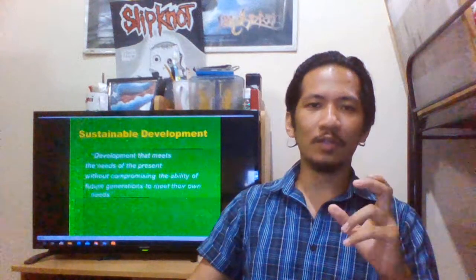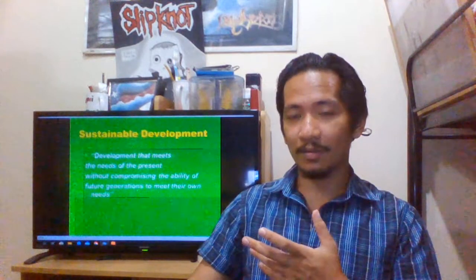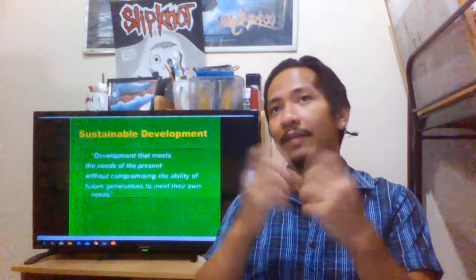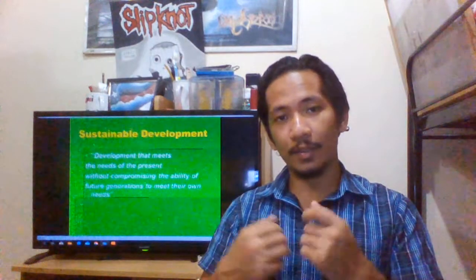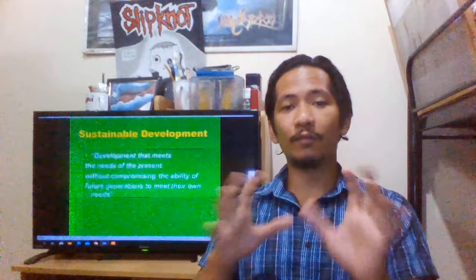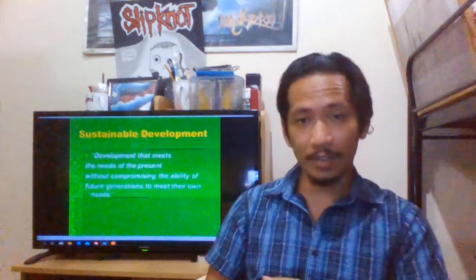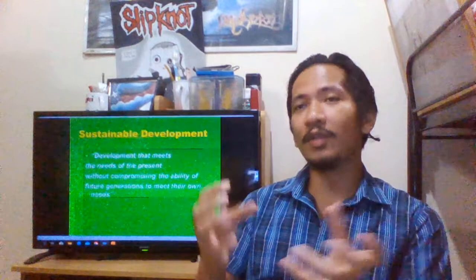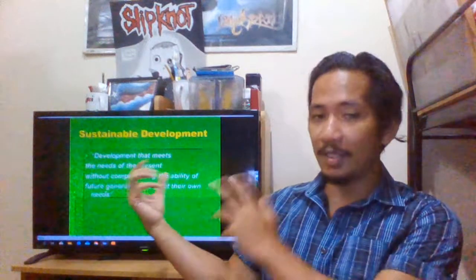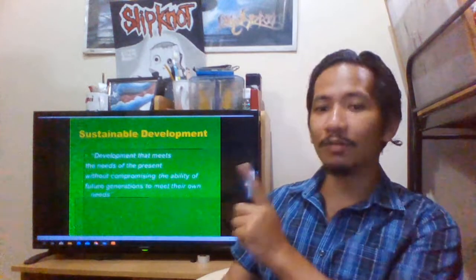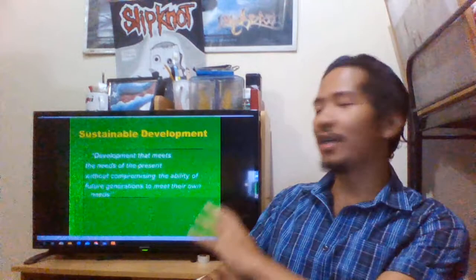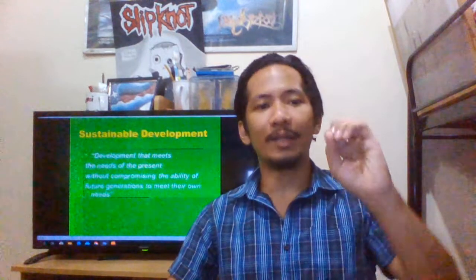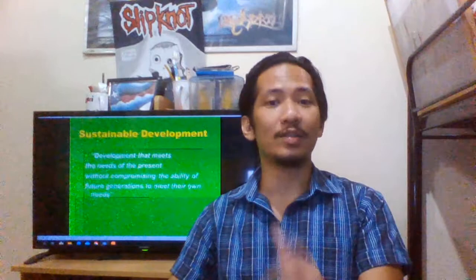So for this session, we will be talking about sustainable development. As we all know, during our previous discussion, we came up with the idea that in order for us to mitigate the effects of climate change, we need to know the concept of sustainable development. Sustainable development is development that meets the needs of the present without compromising the ability of the future generations to meet their own needs. So let us remember that. Development that meets the needs of the present without compromising the needs of the future.